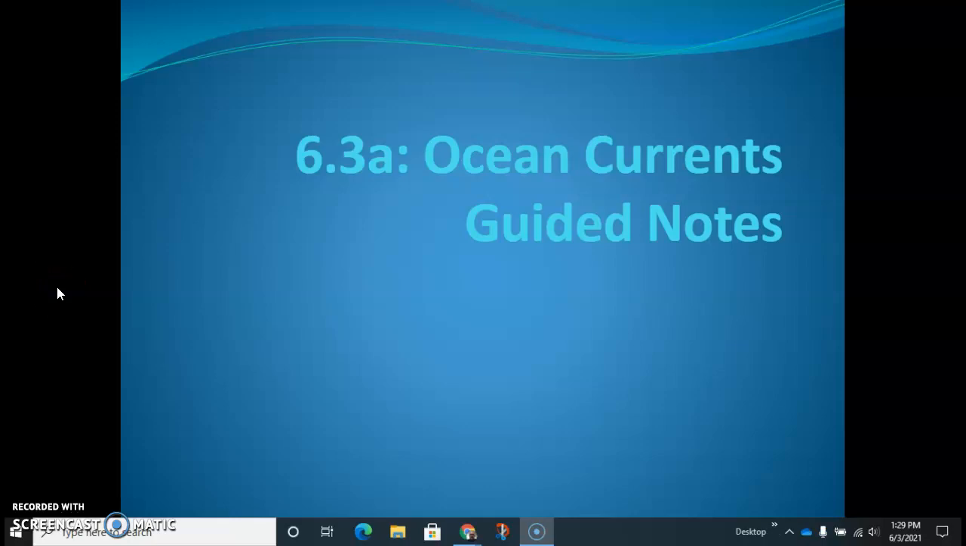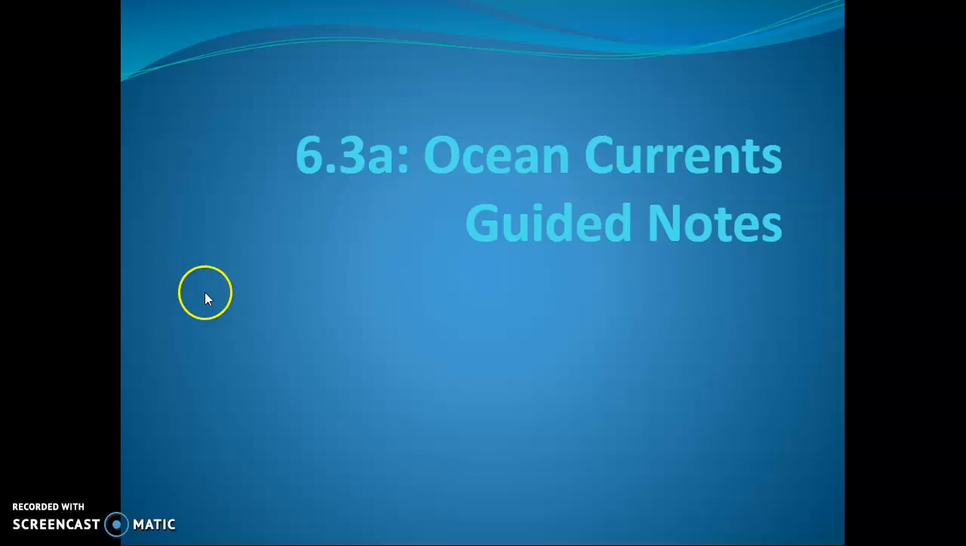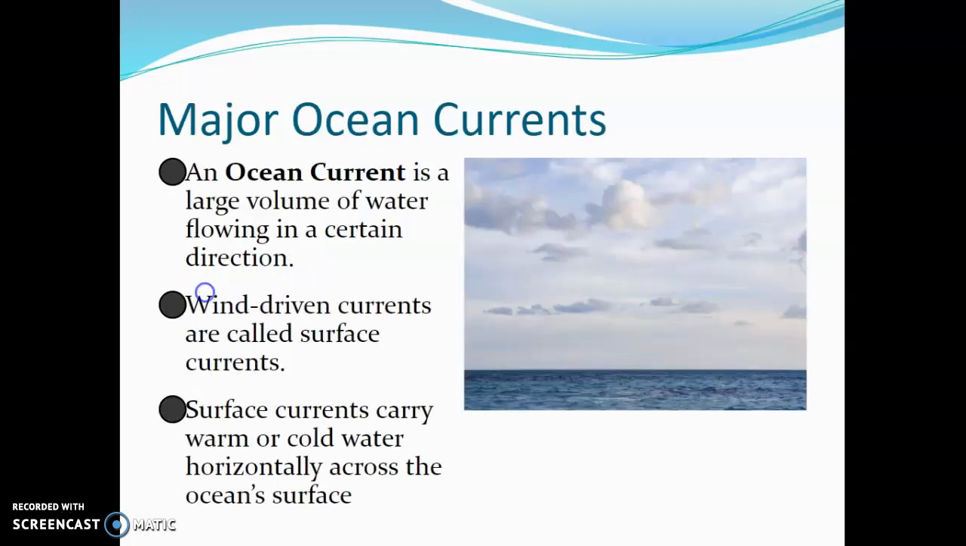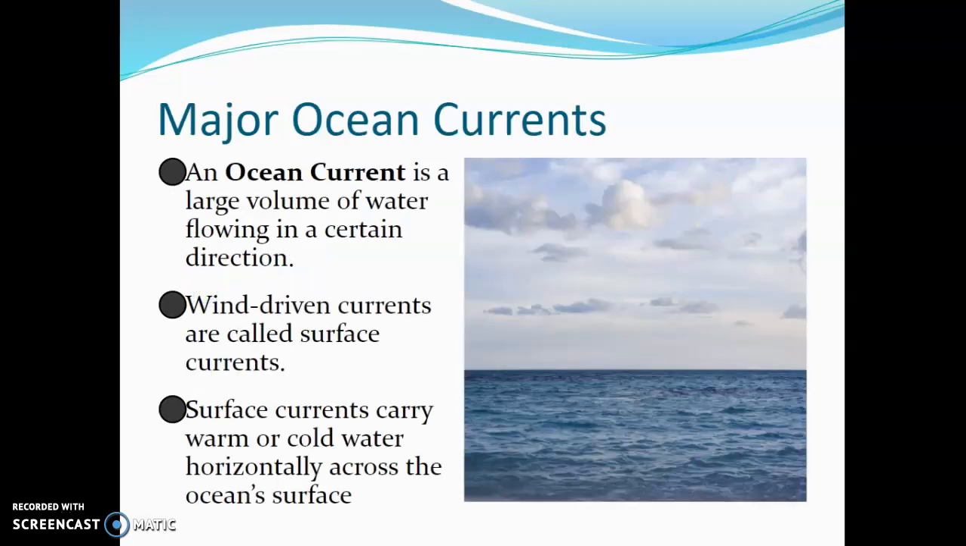We are moving into 6.3, and we're going to talk about ocean currents in these guided notes. Now, 6.3 is a little bit longer, so we're splitting this in half. So this is 6.3a. All right, some key vocab: ocean current, Coriolis effect, rip current, and upwelling. All right, the major ocean currents.